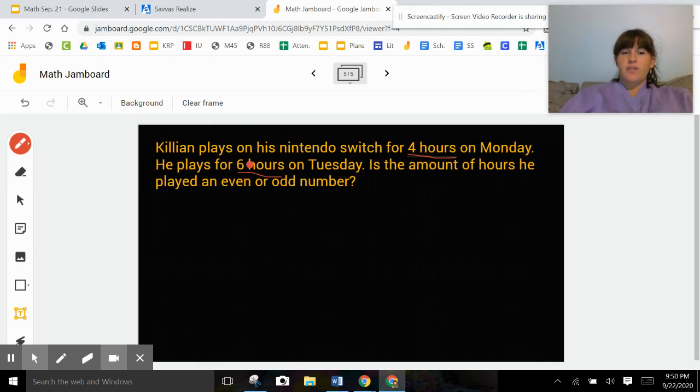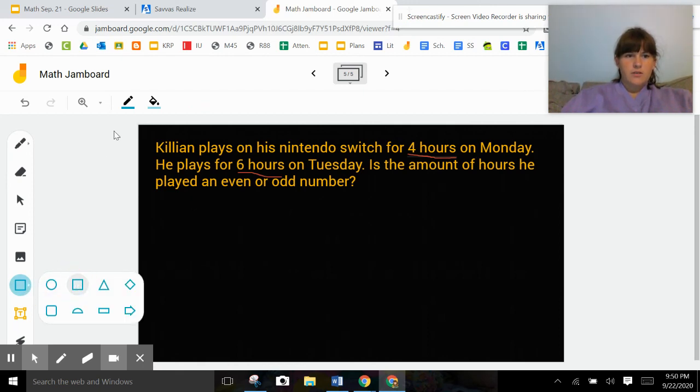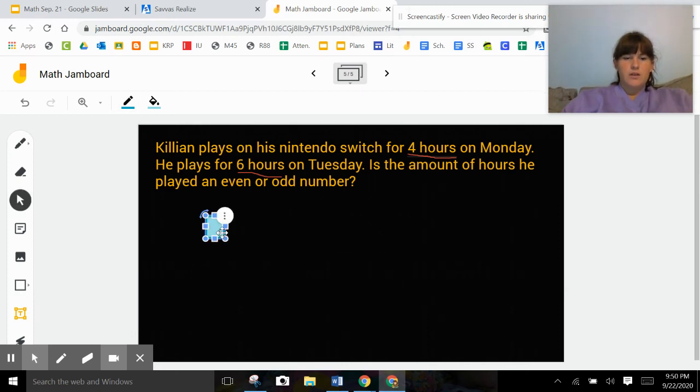So I have to figure out if the 6 hours and the 4 hours all together is an even or odd number. So the first thing I'm going to do is find me a shape. I'm going to pick squares. Looks like it's going to be blue. That's fine. So I've got 1, 2, 3, 4. I know these don't look exactly like my connecting cubes, but this is just a way to show you that you don't need actual connecting cubes to be able to tell.